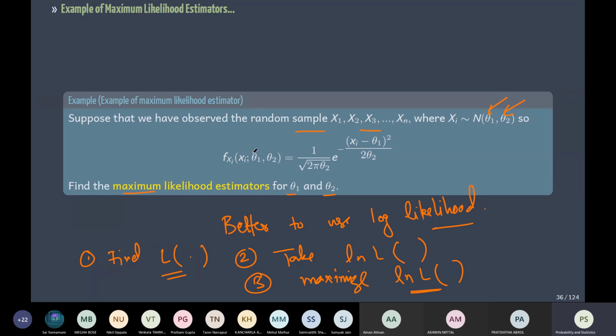In this case, you have to take the partial derivative with respect to theta 1, and then the partial derivative with respect to theta 2, and equate them to 0. From there you will get 2 unknowns and 2 equations, and you solve for that.